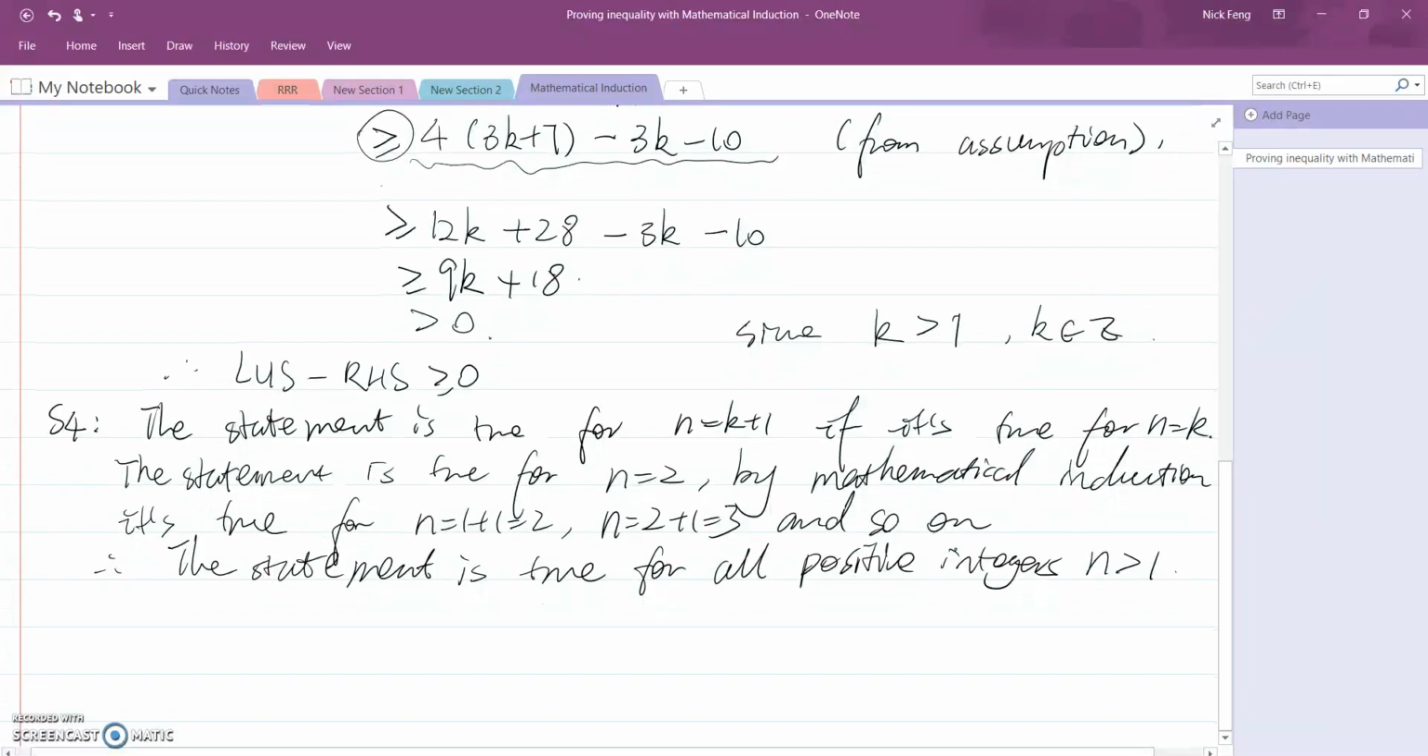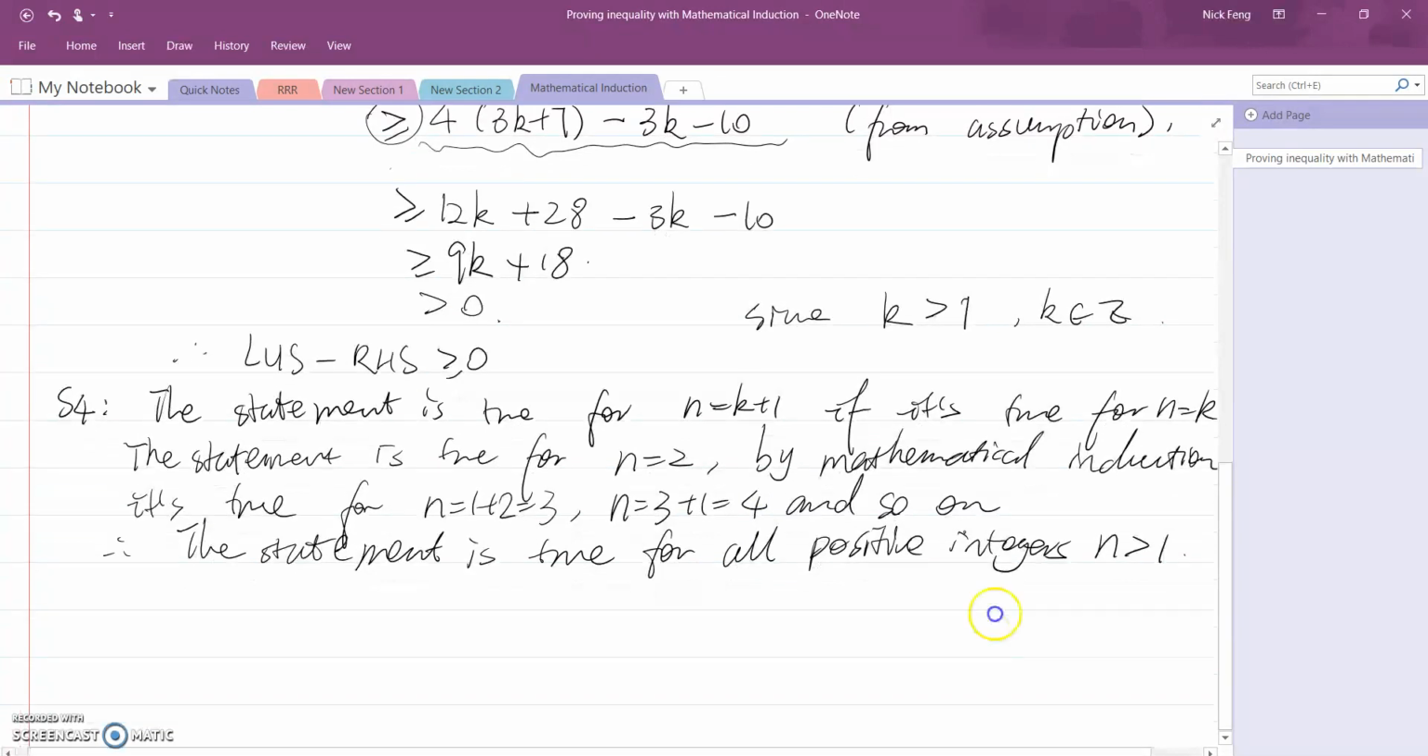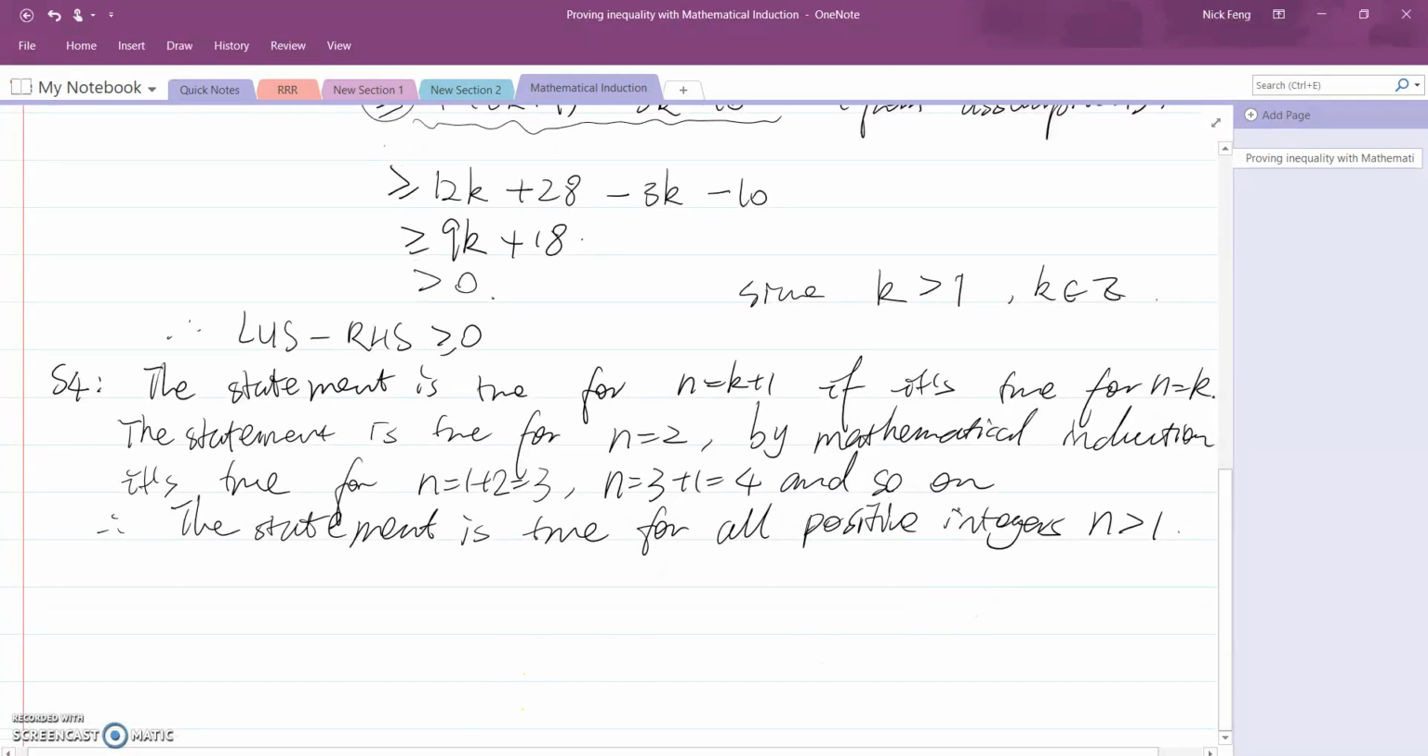Oops, mistake. 1 plus 2 equals 3. 3 plus 1 equals 4. So that's the end of this question. So that's how you actually solve that.